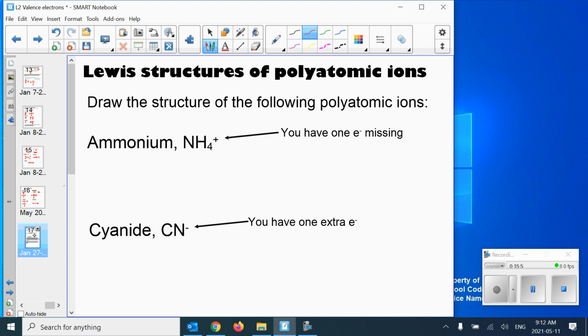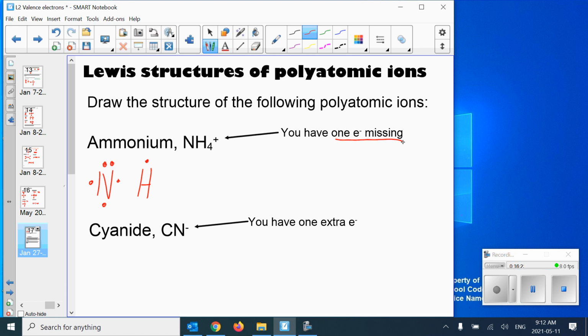Ammonium, NH4, with a plus sign. What does that plus sign mean? It means one electron is missing. So, I'm going to draw the elements single first. N, 1, 2, 3, 4, 5. And hydrogen 4 times. Now think of this. You have one electron missing. I would suspect that the nitrogen is in the middle because it can bond many times, hydrogen can't.